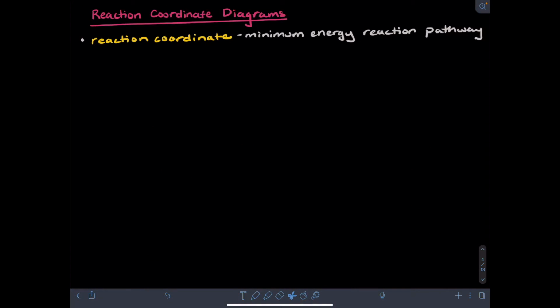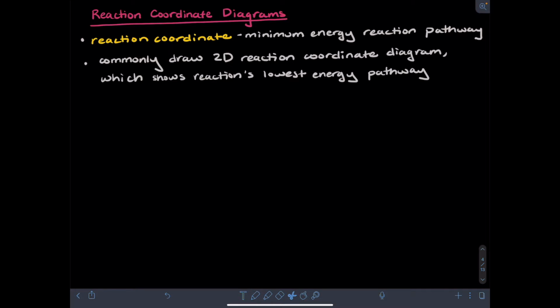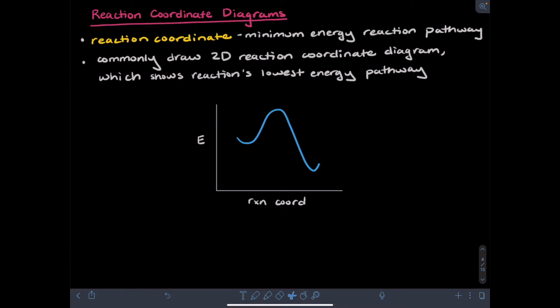I next want to talk about reaction coordinate diagrams. The reaction coordinate itself is the minimum energy pathway for the reaction. We will typically draw this as a two-dimensional diagram known as a reaction coordinate diagram. You'll always have some form of energy on the y-axis. This could be Gibbs free energy or enthalpy. And then the x-axis is going to be what's known as your reaction coordinate. This doesn't have units, but it's essentially tracing the different molecules that you're passing through going along your reaction pathway.